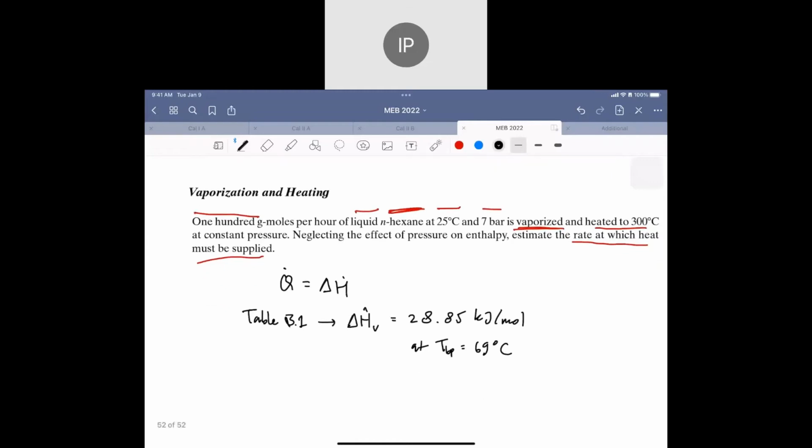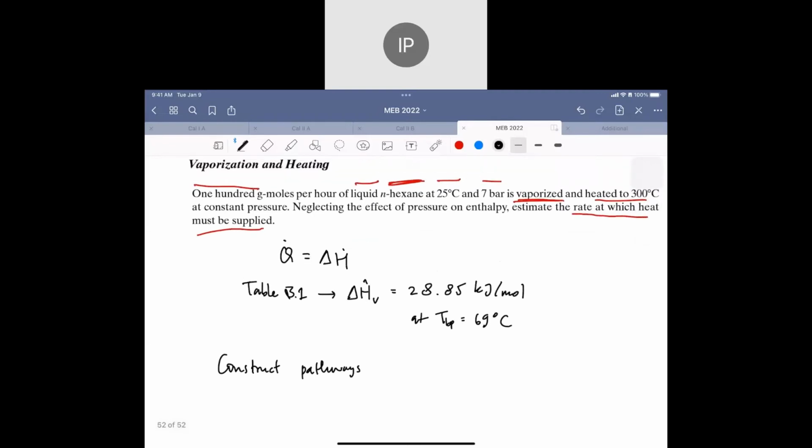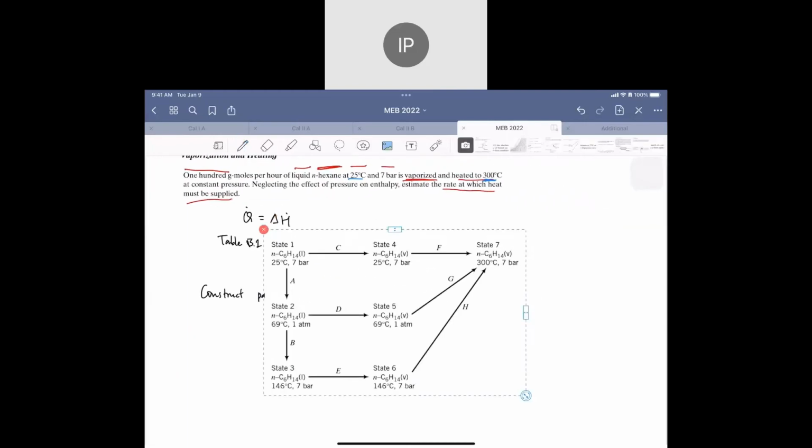So we need to construct a pathway. We could say that it goes from 25 to 300 with several steps, right? We could have the vaporization. We could also have the other changes as well. I think I could just copy the picture here.